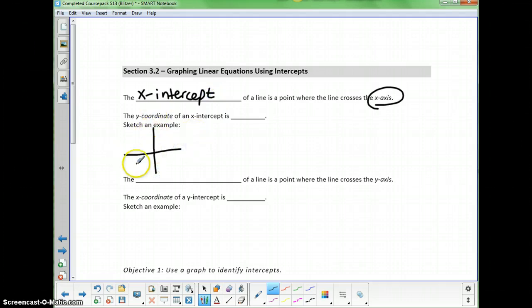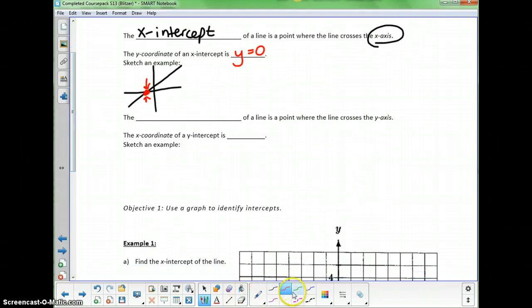If I have a line, the x-intercept is going to be the point where the line crosses the x-axis. This point has no height, so the y-coordinate would be 0. It's not up or down at all in the y direction, so the y-coordinate of any x-intercept should be 0. Similarly, the place where a line crosses the y-axis is the y-intercept.